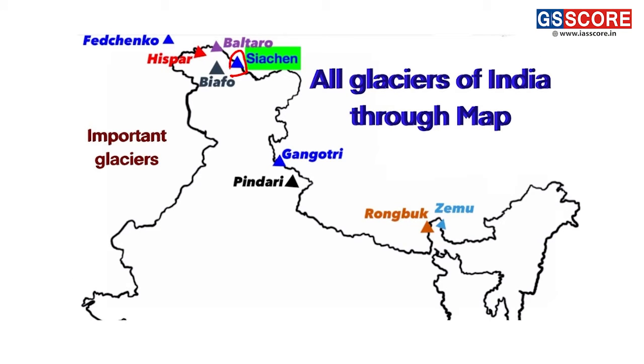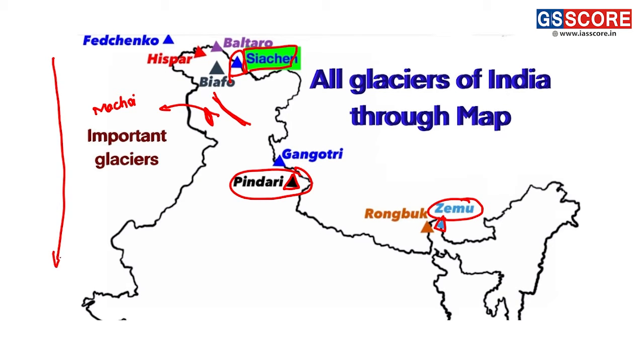Siachen is located over this part of the Himalayan region. Then Pindari is present in this part of Uttarakhand, and Jammu is present here. And Machoi is located between this Kashmir Valley and the Pir Panjal ranges. Here is the location of Machoi Glacier. Thus, arranging from north to south, Siachen is number 1, Machoi number 2, Pindari number 3, and Zemu number 4.